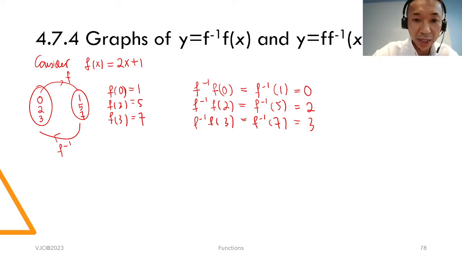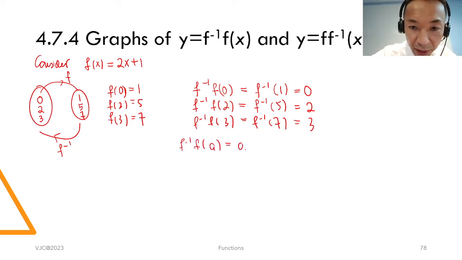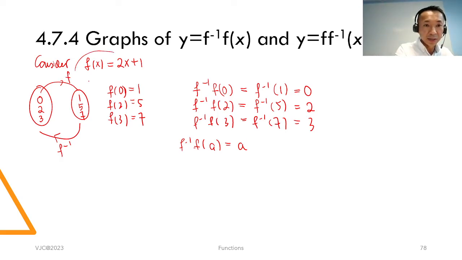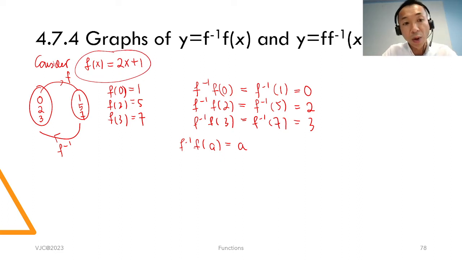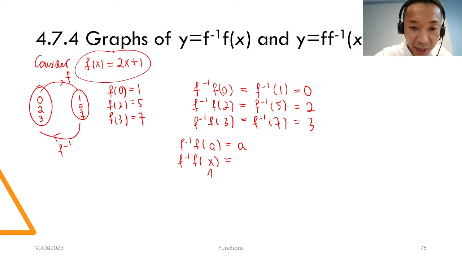Now, does it make sense then that f inverse f(a) will always get back a? Of course. Actually, does it matter whether f(x) is 2x plus 1 or 3x plus 1 or 10x plus 1 or x squared plus 8? It doesn't matter. Because by the sheer definition of f inverse, f inverse f(x), whatever it is, you will always get back x.